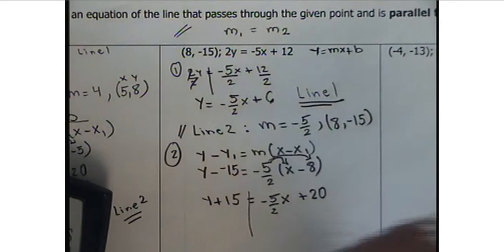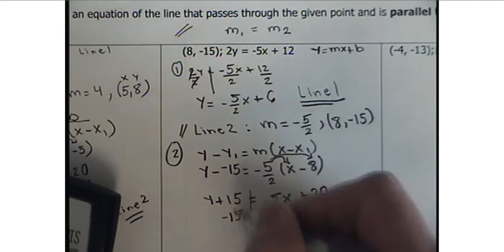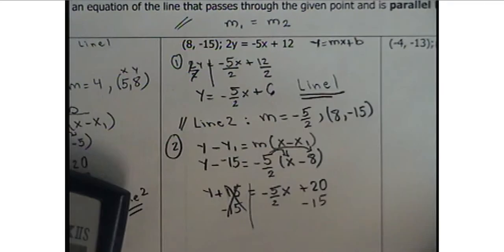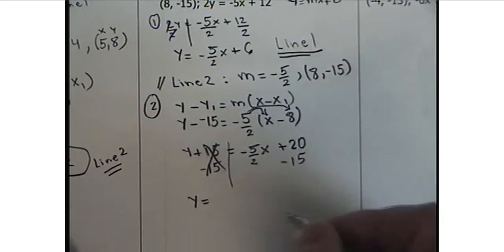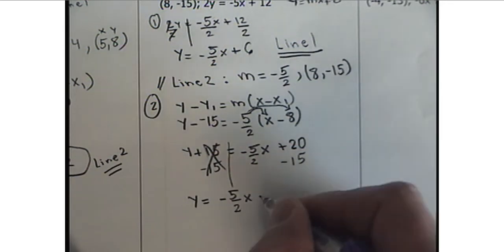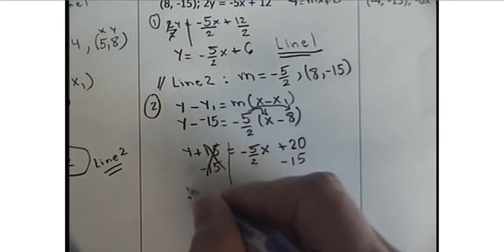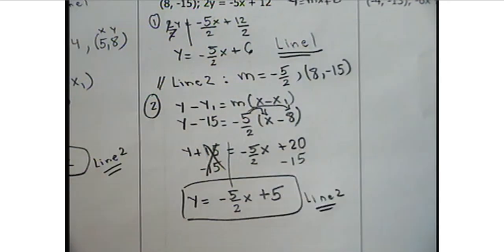To solve the equation, I will subtract 15 from both sides. Those two cancel. So the final thing will be y is equal to -5/2 x, and 20 minus 15 will be plus 5. And that will be the line 2 equation. With that, we are done with the second problem.